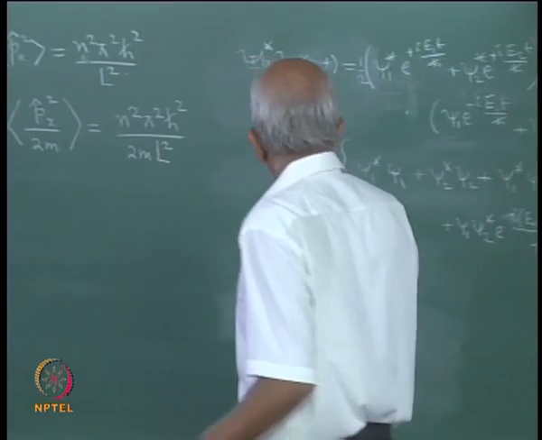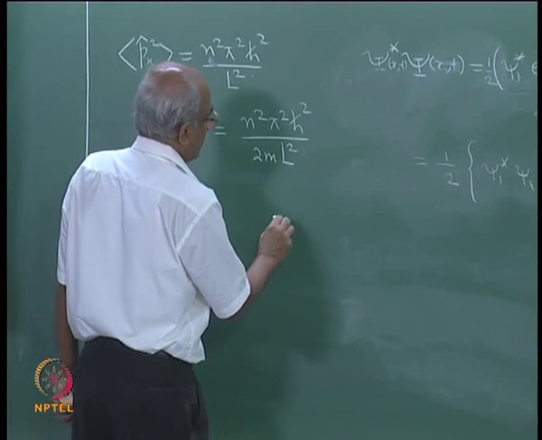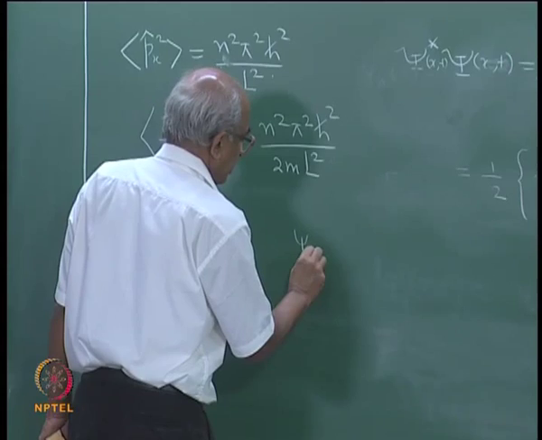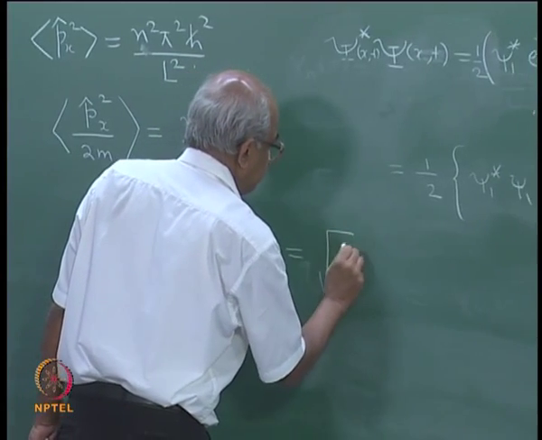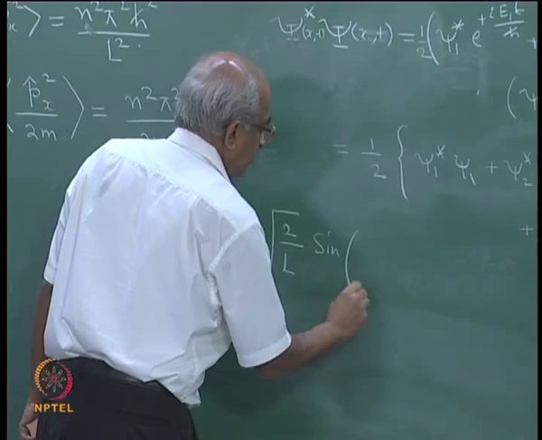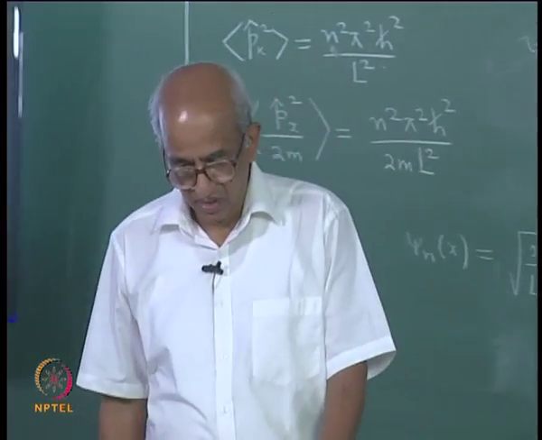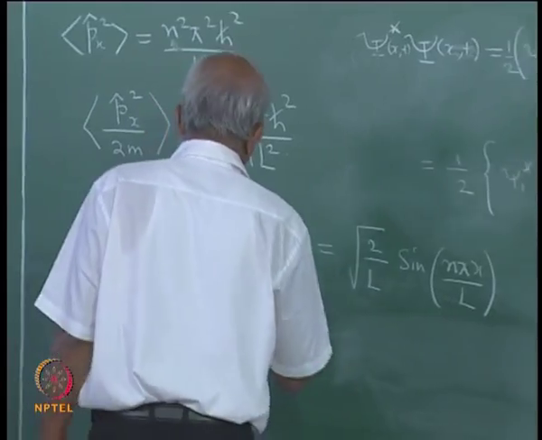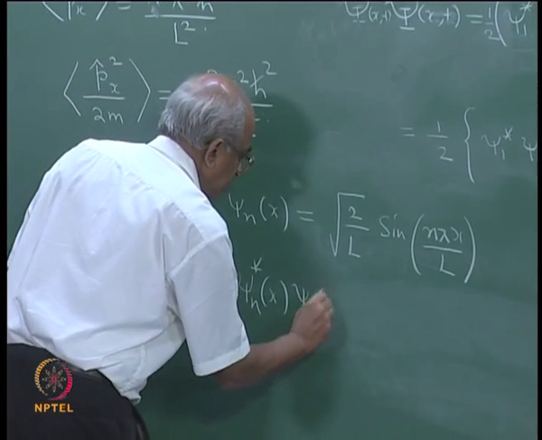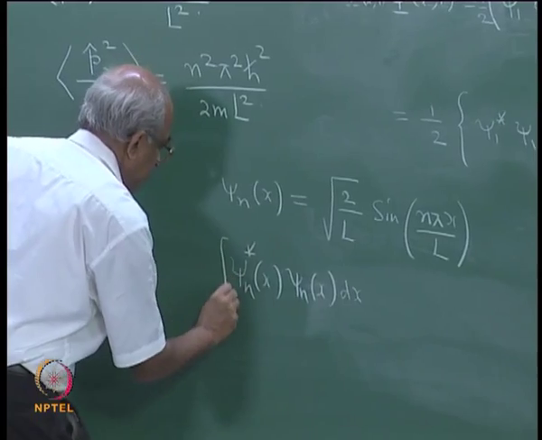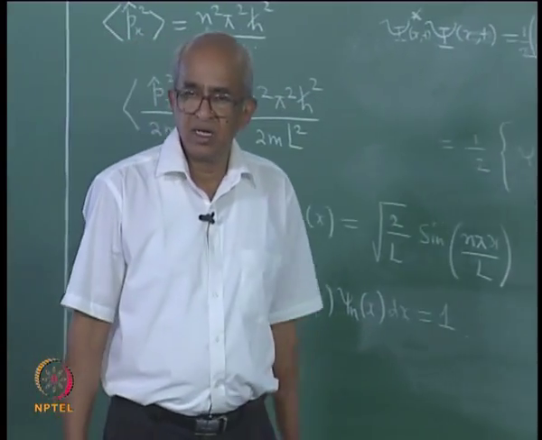Okay. There are one or two more things that I would like to tell you. If you look at the wave functions for the stationary states, they have this form. I had it, but unfortunately I removed it. So, this is the form of your wave function for the nth state, and this function actually is normalized.